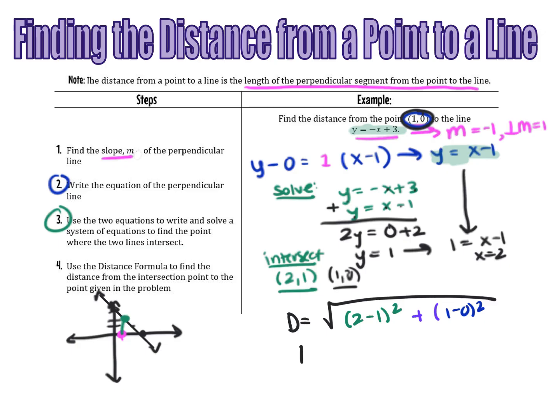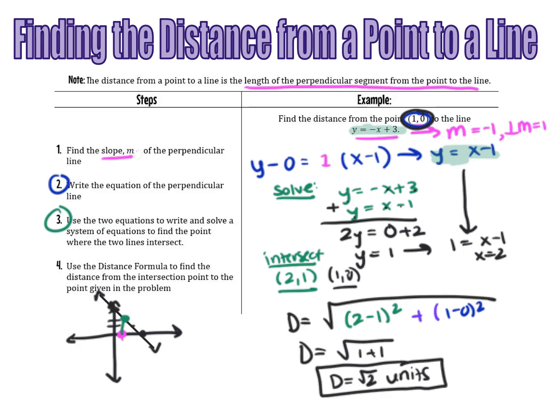And then we're just going to simplify. So this is going to equal the square root of 1 plus 1. So the distance is going to equal the square root of 2 units. And there we have the length from the point (1, 0) to the line y equals negative x plus 3. We're going to look at one more example, and then we're going to go ahead and wrap up this video.